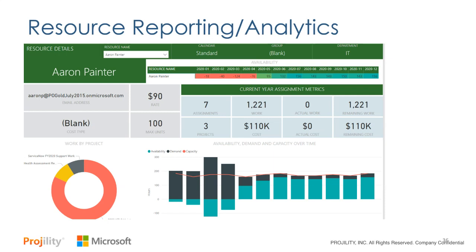We can see information like what his hourly rate is, what his max units are, as we talked about, and how many assignments he has. And the chart at the bottom is really, really useful. It shows us his capacity as the red line, but then we see certain periods where he's overutilized, where we've got more demand for Aaron's time than we have capacity, and his availability is negative. This is really, really important stuff we want to see.